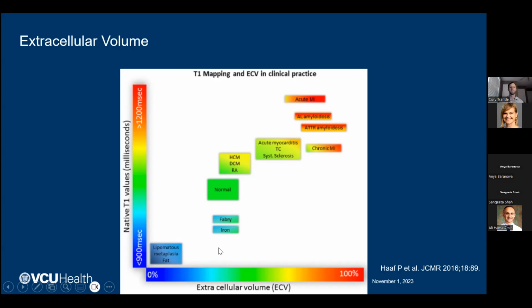And also with conditions like amyloid, once you reach a certain threshold of deposition, the degree of amyloid deposition mirrors the ECV calculations much more closely. There's a nonlinear association with the native T1 values, and so ECV becomes a superior surrogate of amyloid burden, essentially.